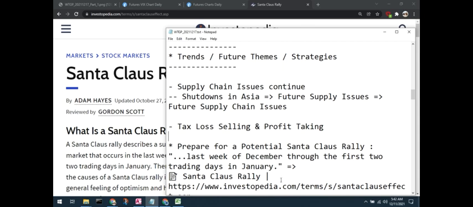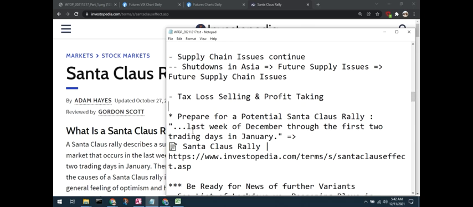I've got a link up to an article in Investopedia that describes the Santa Claus rally in more detail. We will review this article next week, but I just wanted to give you the reference to it and talk about preparations. So the expectation is, we have downward pressure due to tax loss selling and profit taking, and then the expectation is for a Santa Claus rally the last week of December.